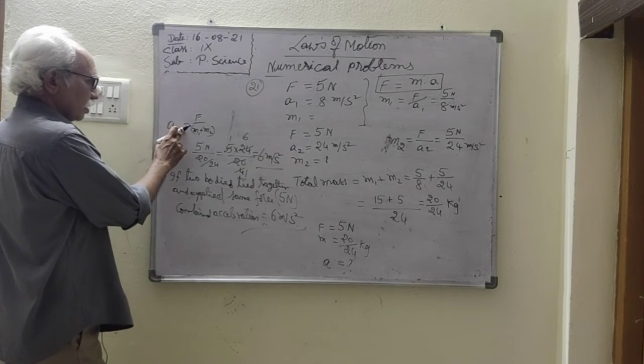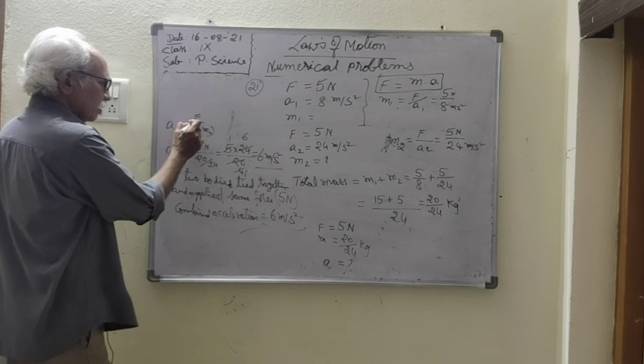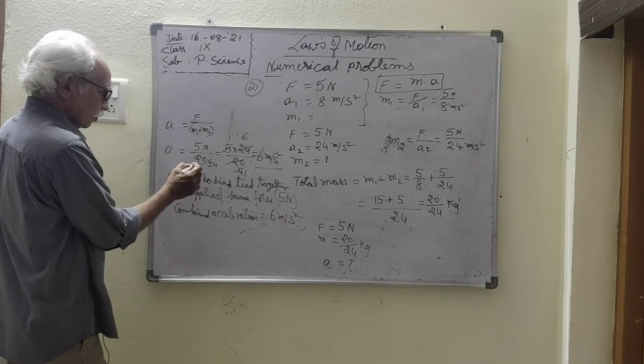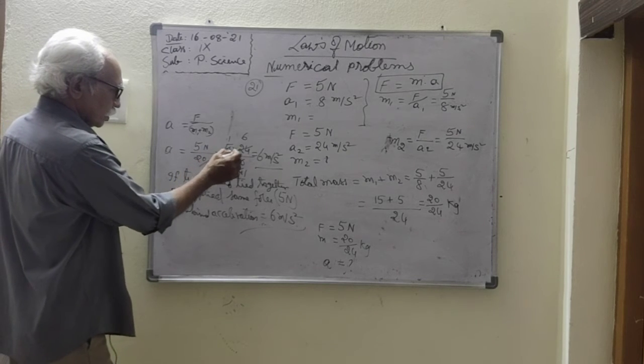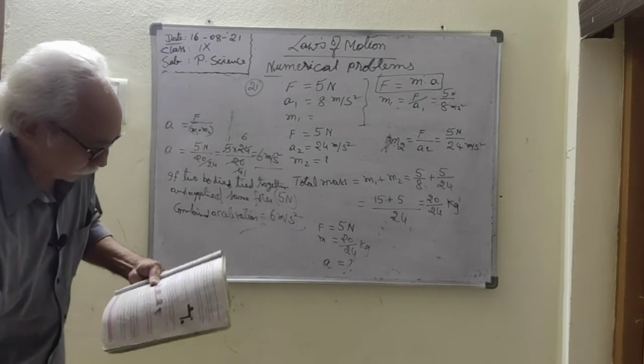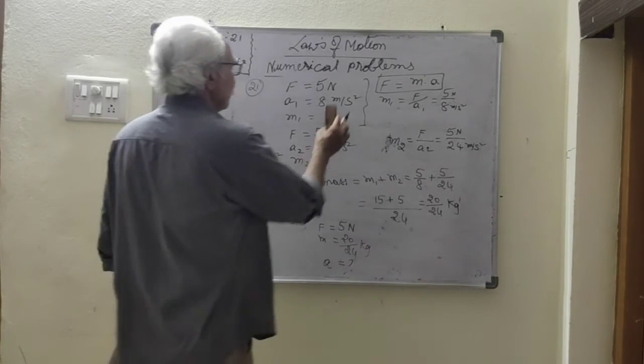Now apply this. Resultant acceleration is equal to the same force divided by total mass m1 plus m2, that is A is equal to 5 by 20 by 24, or 5 into 24 by 20, which is equal to 6 meter per second square. This is the answer, you can get it. So next problem.